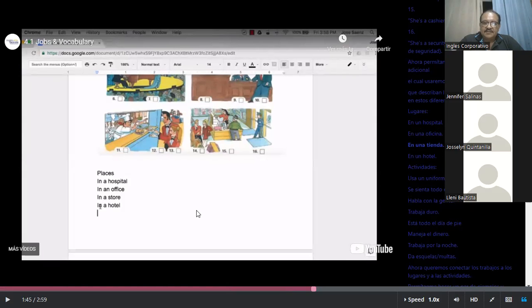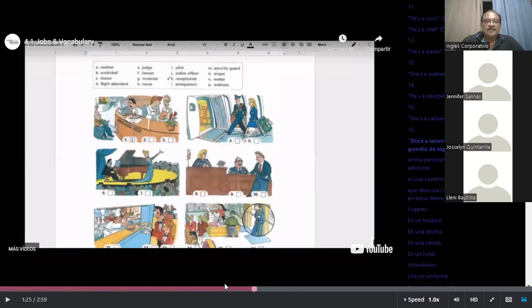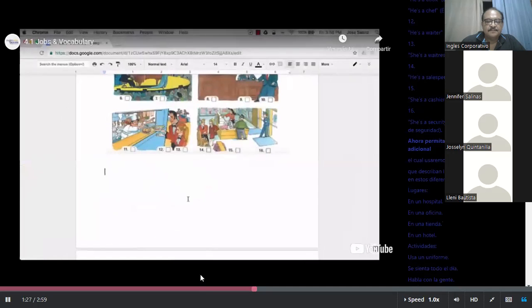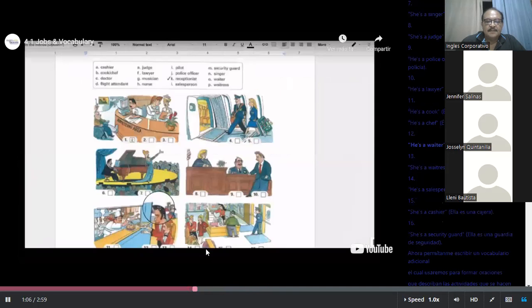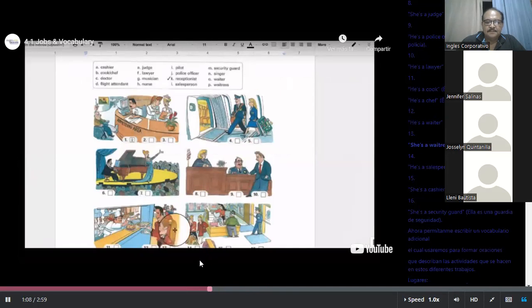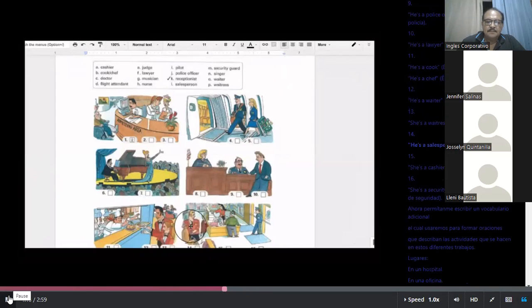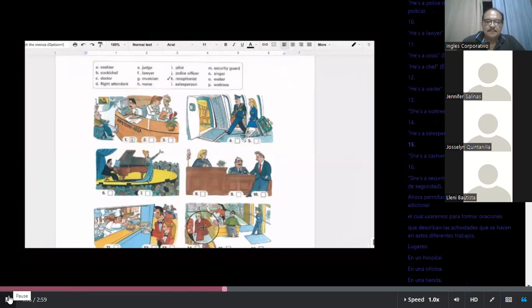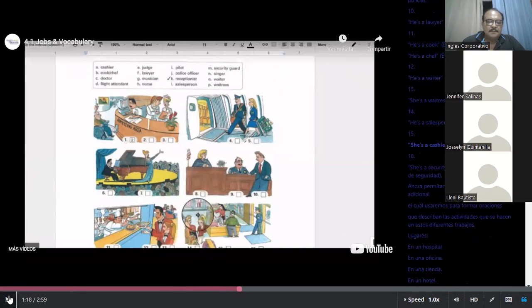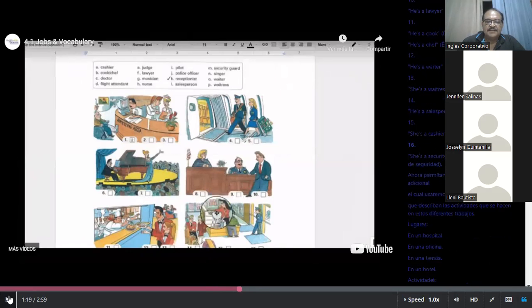Okay, los cashiers, que creo que es la primera. Okay, aquí no. Aquí está la cashier. Okay. Now, let me write some additional vocabulary. 13. She's a waitress. 14. He's a salesperson. 15. She's a cashier. 16. Okay, she's a cashier, okay?